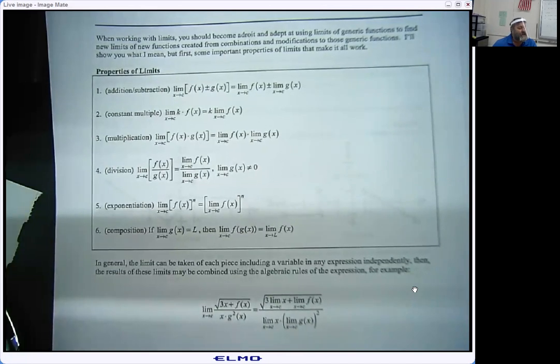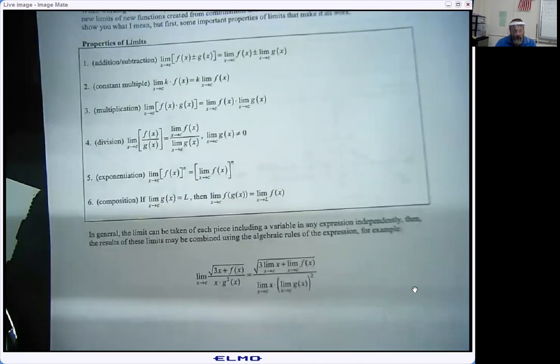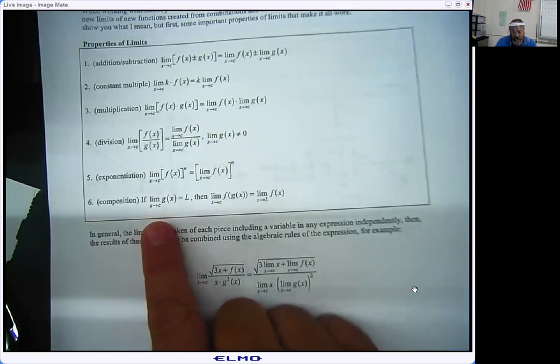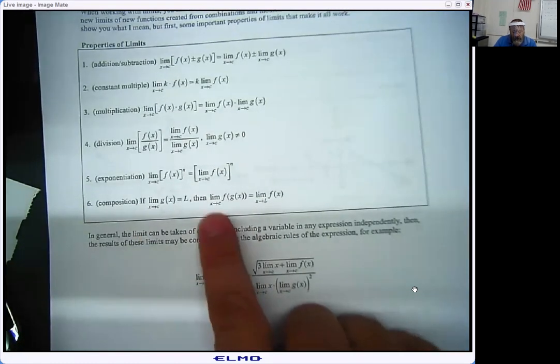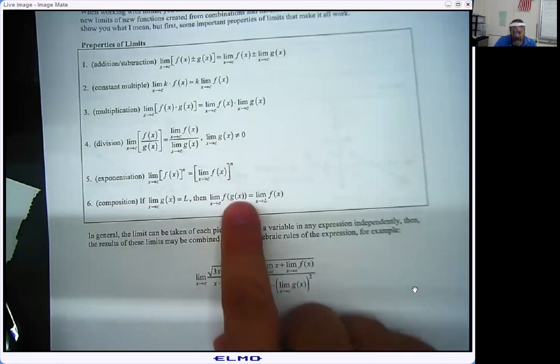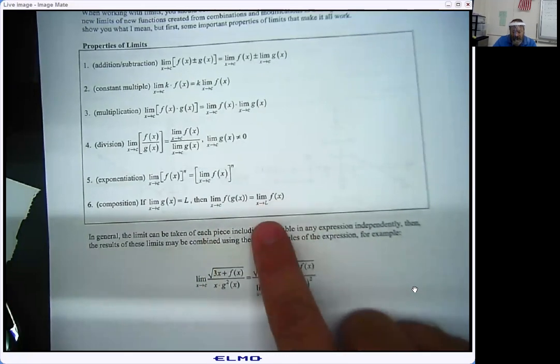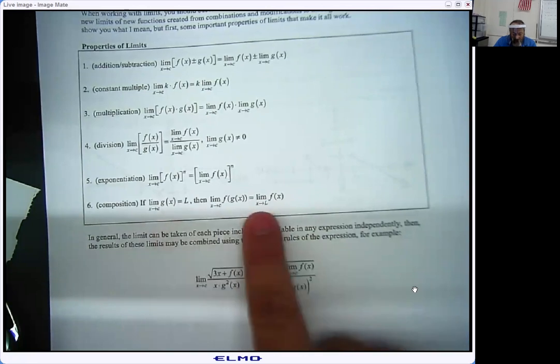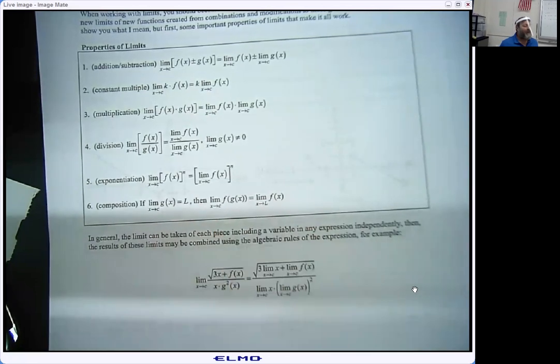Composition's kind of a booger, isn't it? So you gotta really, really watch because that composition says, right in here, the limit as you go to the composite is the limit as you go to the answer of the exterior function. That's kind of a weird little mind twist for us. That's one you'll want to practice a little bit.